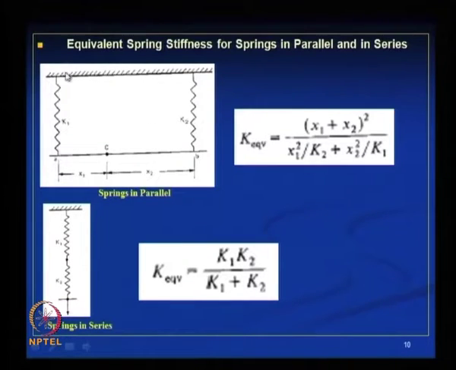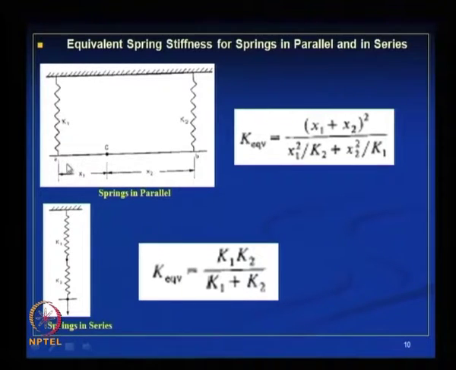We have also seen how to compute the equivalent spring stiffness for springs when they are connected in parallel like this, or when they are connected in series like this. So, for springs in parallel, if k 1 and k 2 are two spring constants at a distance of x 1 plus x 2, and if we want to find an equivalent spring stiffness at point C.